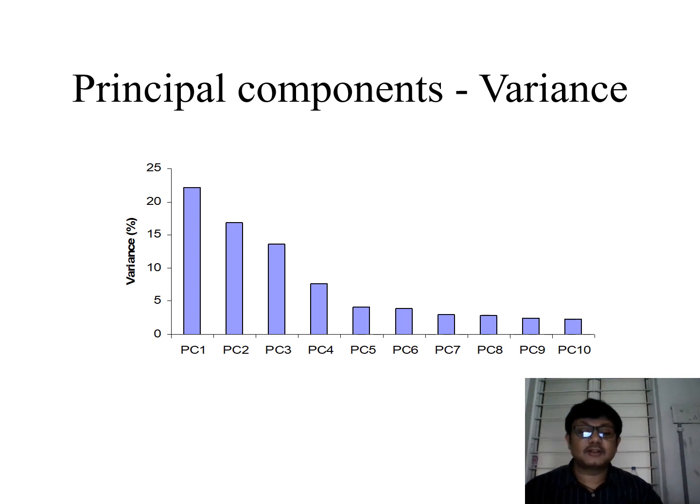Here we can observe the principal components PC1, PC2, PC3, PC4, PC5, PC6, PC7, PC8, PC9, PC10 on the x-axis and variance in percentage on the y-axis. We can see PC1 is somewhere between 20 to 25, PC2 is between 15 to 20, PC3 is between 10 to 15, PC4 5 to 10, PC5 0 to 5, PC6, PC7, PC8 like that.